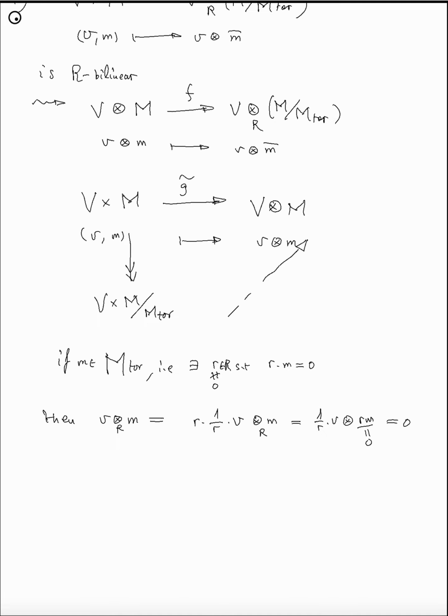And so this map, let's call it G, takes v and m bar to v tensor m. So m bar is mapped to v tensor m. It doesn't depend on the choice of the lifting of m. Okay, so what is left to check is just that these are inverse to each other.